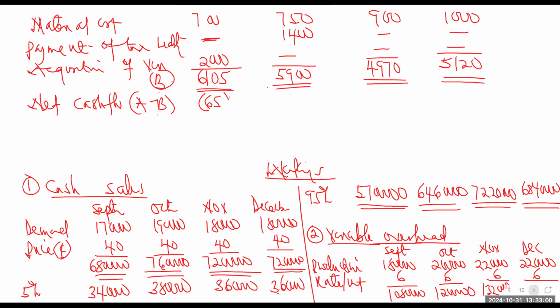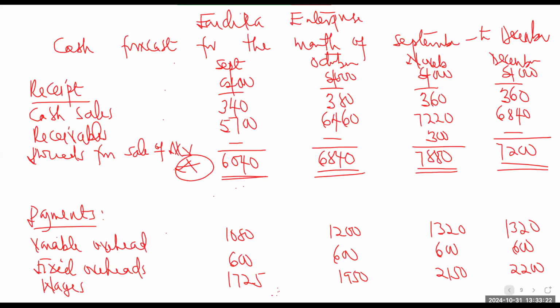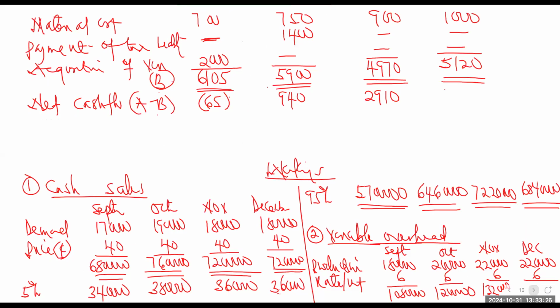I'm having negative 65 over here. Positive 940. Okay. Positive 2910. Okay. The last one is 2080. Okay, 2080. So what do we have to do over here? Opening balance, isn't it? Yes. So the question has given us an opening balance of 1,000.